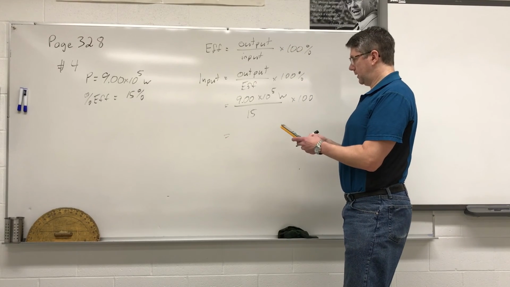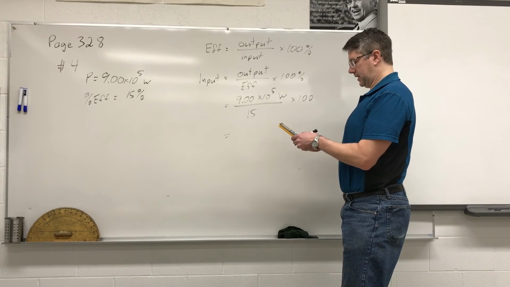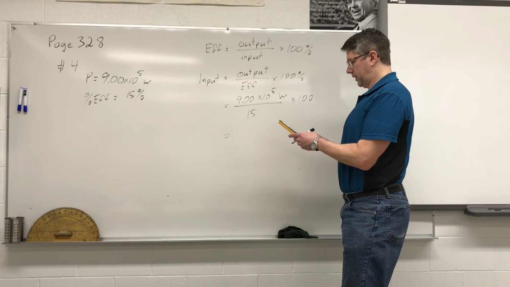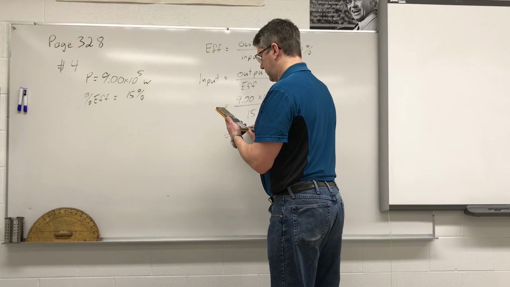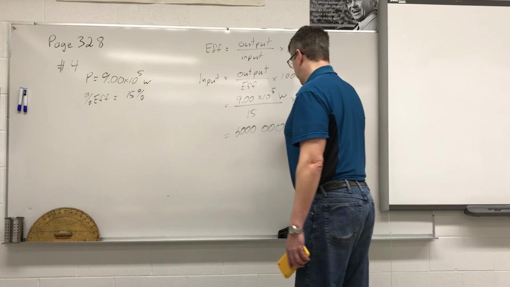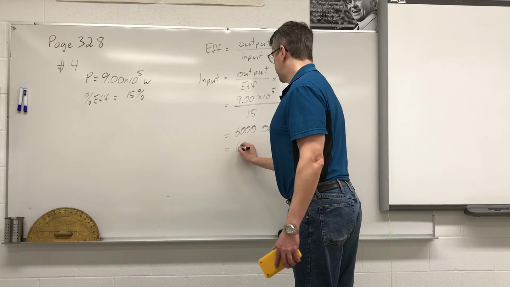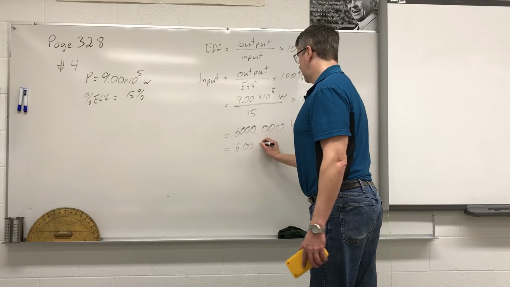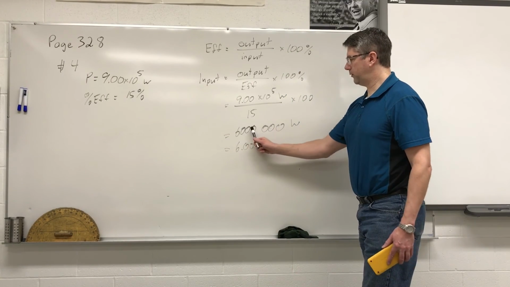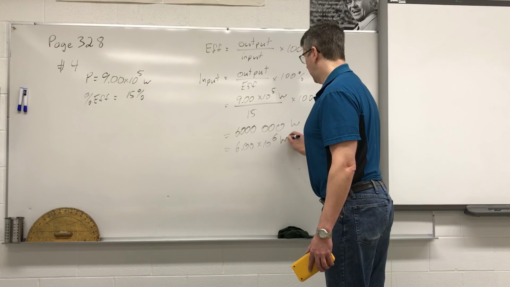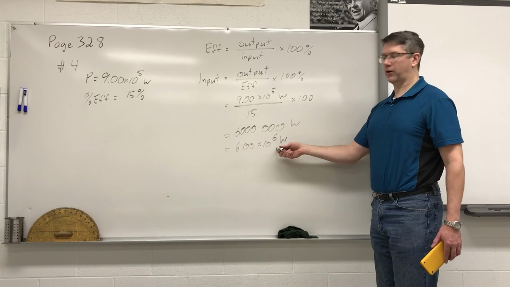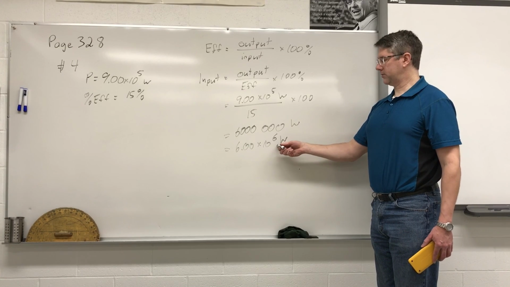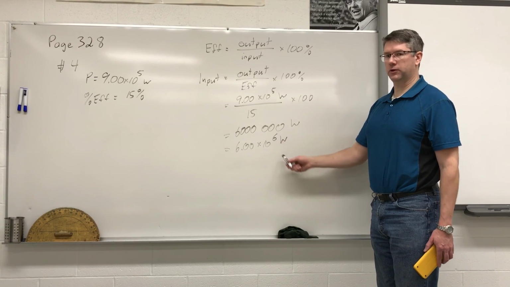So 9 times 10 to the power of 5 times 100 divided by 15 gives me a value of 600,000. So that is 6.00 times 10 to the power of 6 watts. And that makes sense because our output power has to be smaller than our input power. So as a result, we do expect to get a larger exponent on our power of 10.